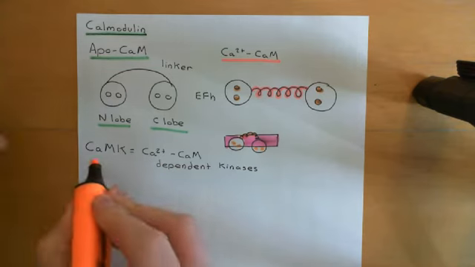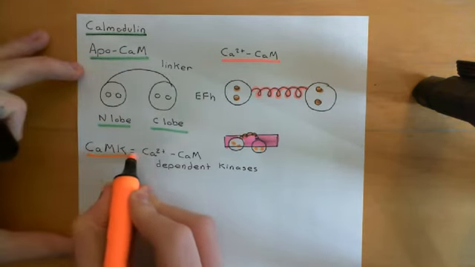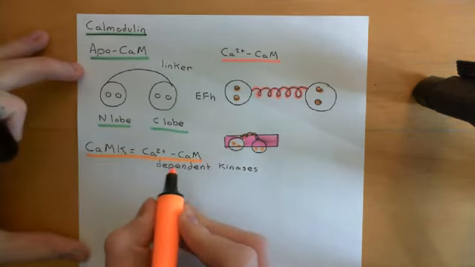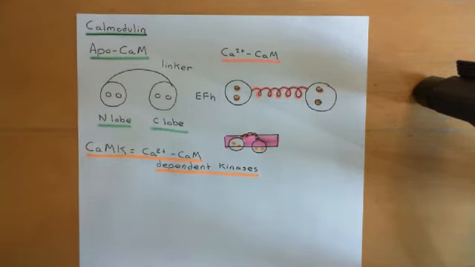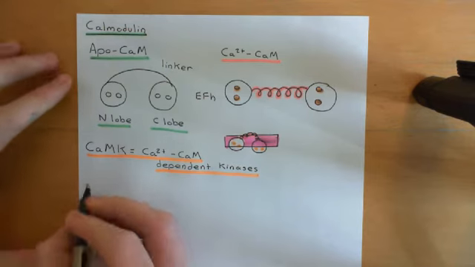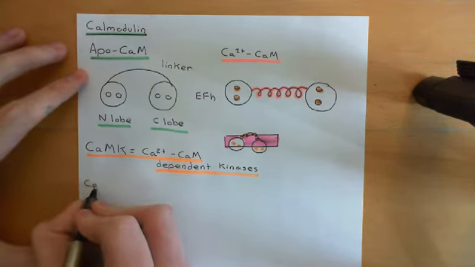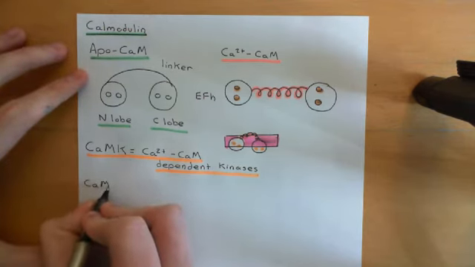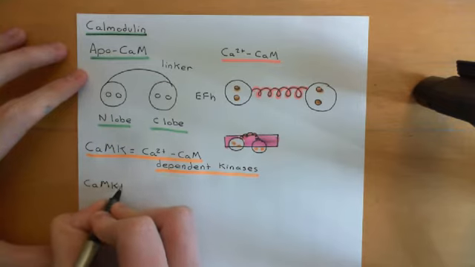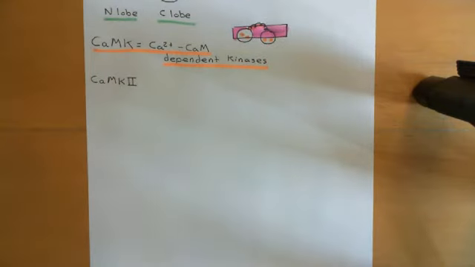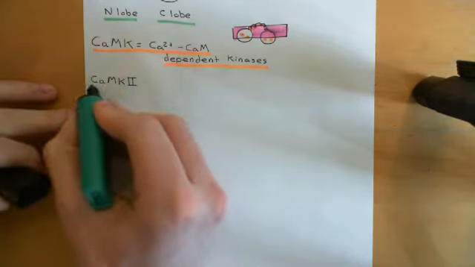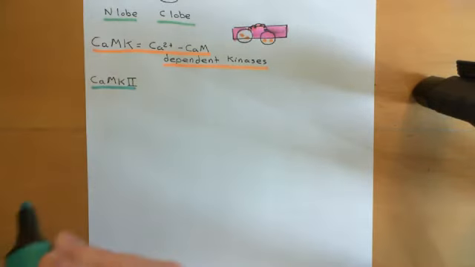Now the CamKinases are a large family of enzymes. However, by far the most interesting and most studied one is this CamKII 2 enzyme. This one has been found to be able to respond differently to different frequency calcium waves, which is what I want to discuss with you. So we are going to focus on CamKII 2 more than any of the other members.